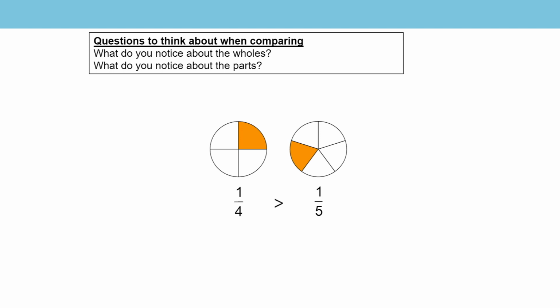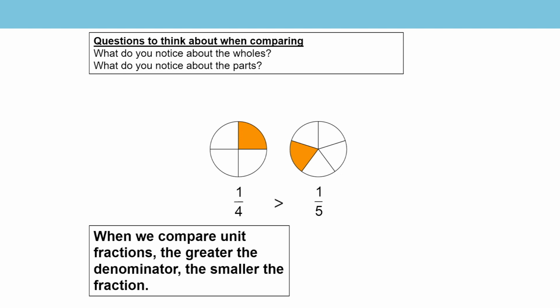Yes, the parts in 1/4 are larger than the parts in 1/5. Well done for spotting that. Again, we have unit fractions that we are comparing. We can see the denominators are different. We have got 4 in 1/4 and 5 in 1/5. Now we can start to think about a generalisation. When we compare unit fractions, the greater the denominator, the smaller the fraction.